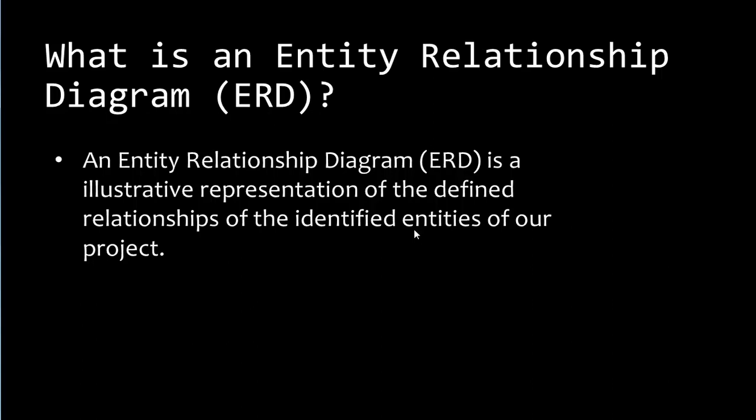And so everything in IT, like everything in life, we love to draw things out to make it a little bit easier, right? A picture paints 1,000 words. With that said, an entity relationship diagram is an illustrative representation of the defined relationships of the identified entities of our project. So once again, it's an illustrated representation of the defined relationships, one to many, one to one, whatever it is, of our identified entities. Basically, I'm saying our final entity list from our project.